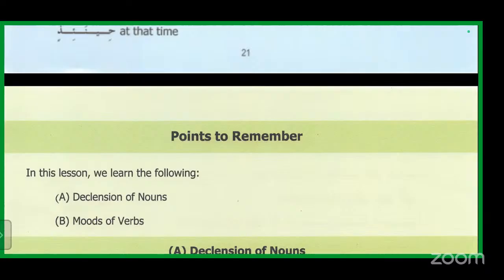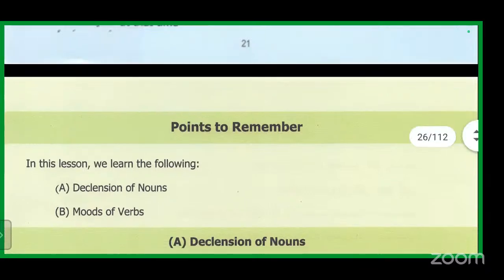Okay, so let's begin with page number 22, points to remember for the first part of unit 1.